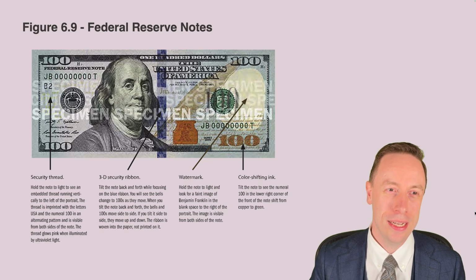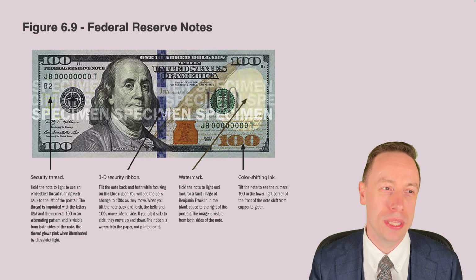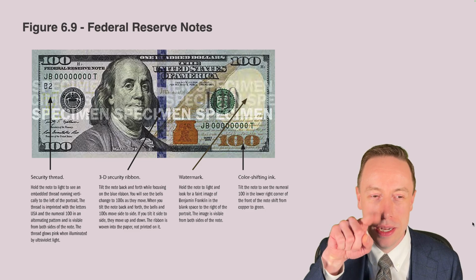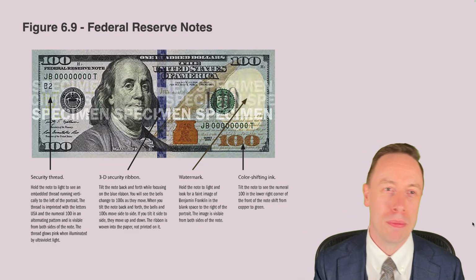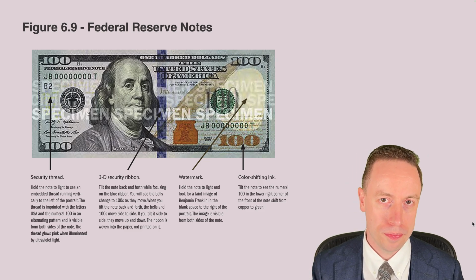So nowadays, Benjamin Franklin here is starting to be quite colorful, with color shifting ink, a watermark, a 3D security ribbon, and the good old-fashioned security thread in there as well, with the little numbers in it that represent the value of that Federal Reserve note.